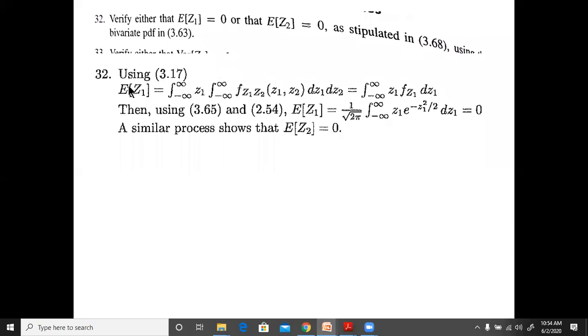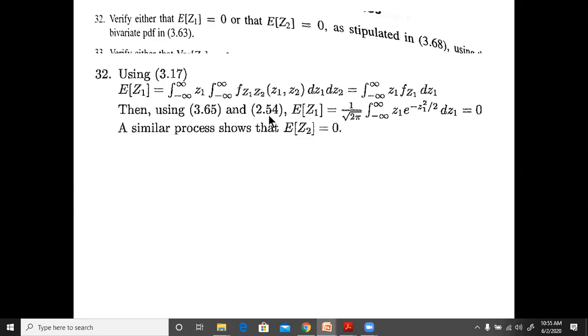So using 3.17, E of z1 is equal to the integral from minus infinity to infinity of z1 times the integral of f of z1, z2 dz1 dz2. So this part turns out to be a single integral like that. You have z1 here, therefore dz1 there, and this is dz2. If you integrate this with respect to dz2, then you'll get f of z1, and that is what is written here. dz1 is as it is there.